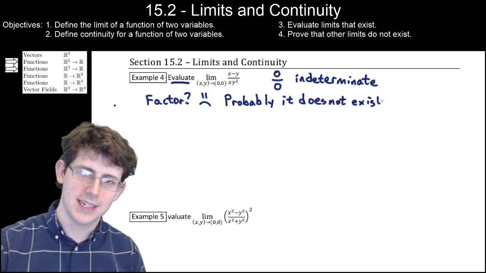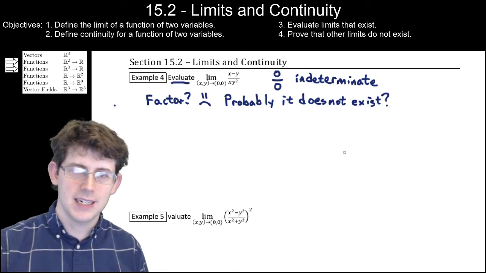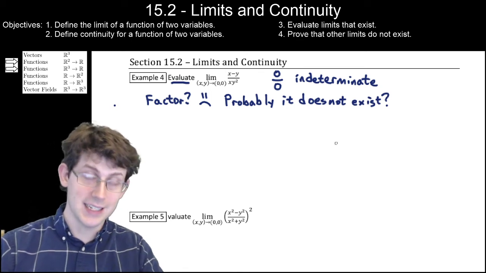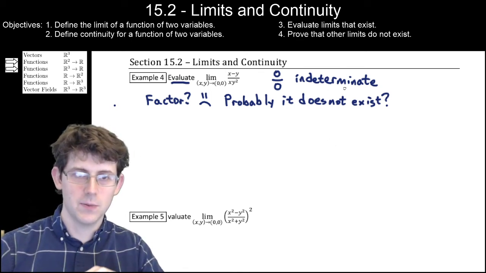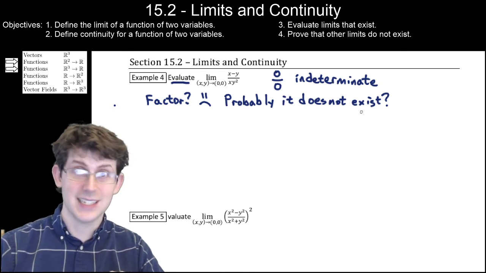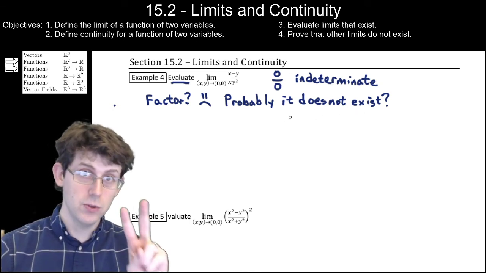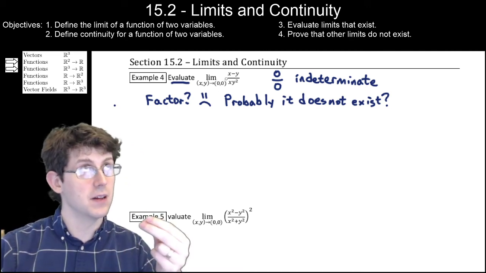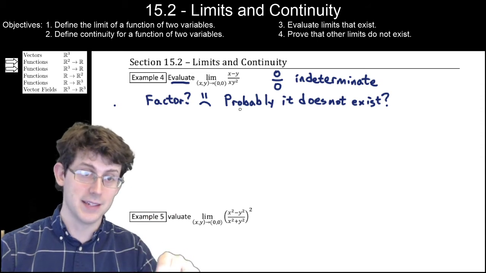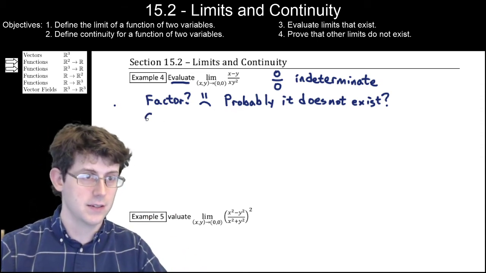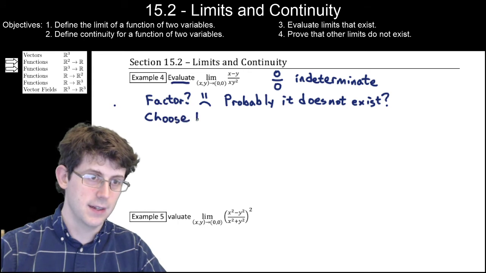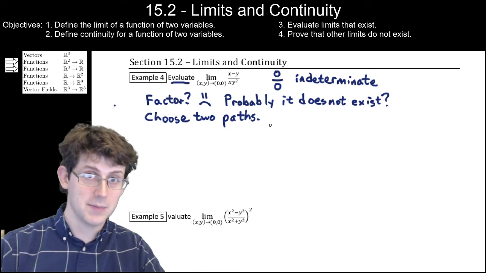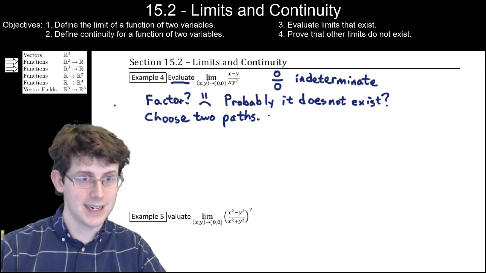How do we show that it does not exist? So you've seen an example where it was an indeterminate form and the limit did exist. You've seen an example where the limit did not exist because everything was a disaster. Here's one where the limit is indeterminate, but it still does not exist. How we show that is we pick two paths to approach (0, 0) from, and try to see if approaching (0, 0) from those two different paths gives us two different answers. So choose two paths. If the limit comes out different on the two paths, then the limit does not exist.